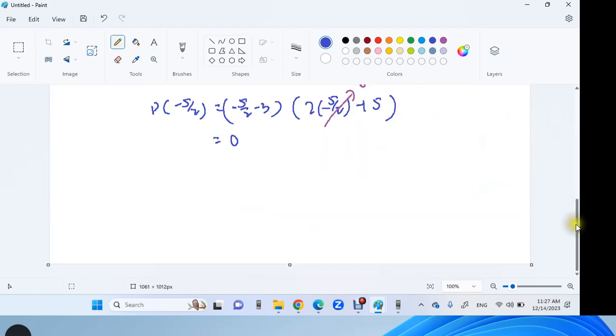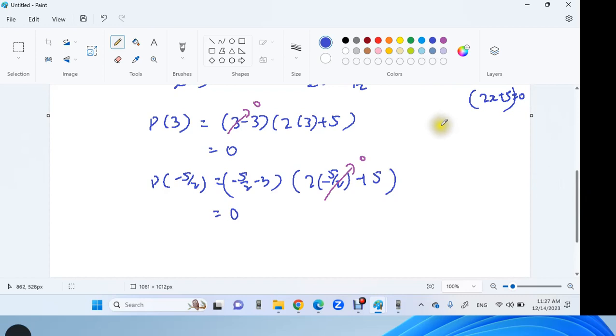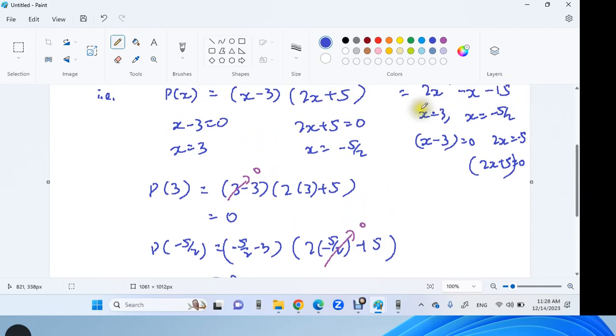So what we do in the factor theorem here is actually this. That means 3 is the root, so x equals 3. If x equals 3, then x minus 3 equals 0. If x equals negative 5 over 2, then 2x equals negative 5, and 2x plus 5 equals 0. So 2x plus 5 is one of the factors.